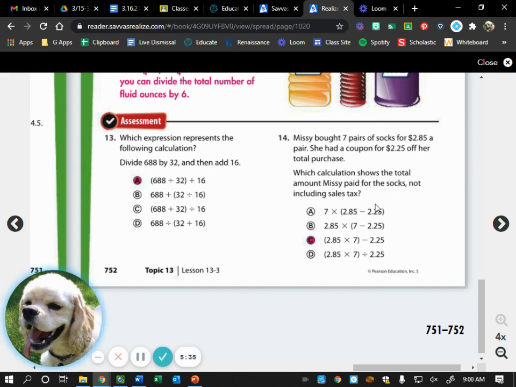Then for 14, Missy bought 7 pairs of socks for $2.85 a pair. She had a coupon for $2.25 off of her total purchase. Which calculation shows the amount that Missy paid? So we would have to take 7 times $2.85 and then subtract the coupon, which is $2.25. So that would be C.